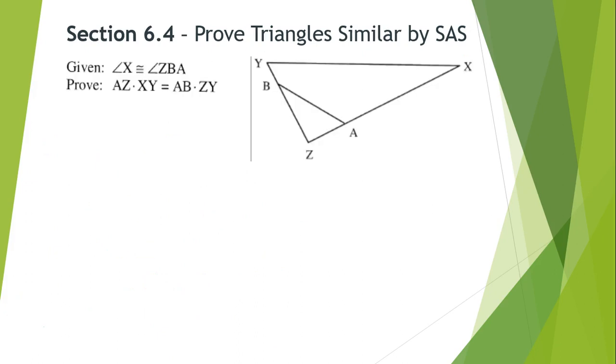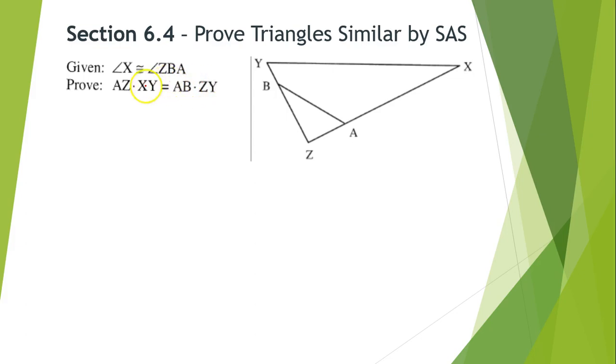All right, so here is another proof. Our last thing that we're going to be doing in this lesson section is prove this right here, that AZ times XY is equal to AB times ZY. And this right here, I'm going to restate, and you might understand it a little bit better.